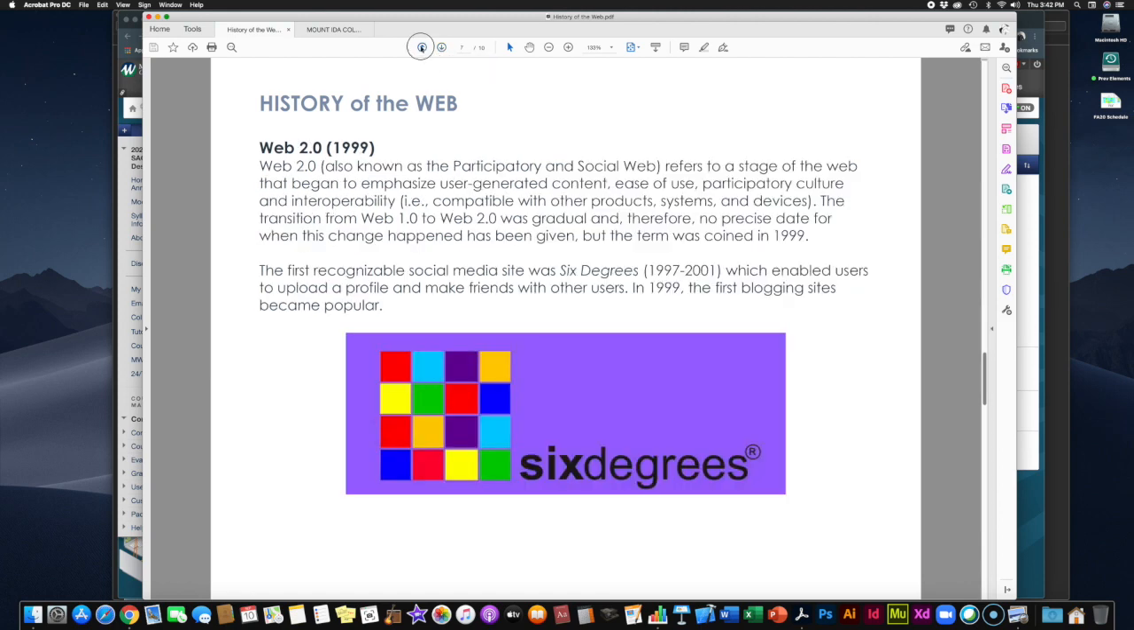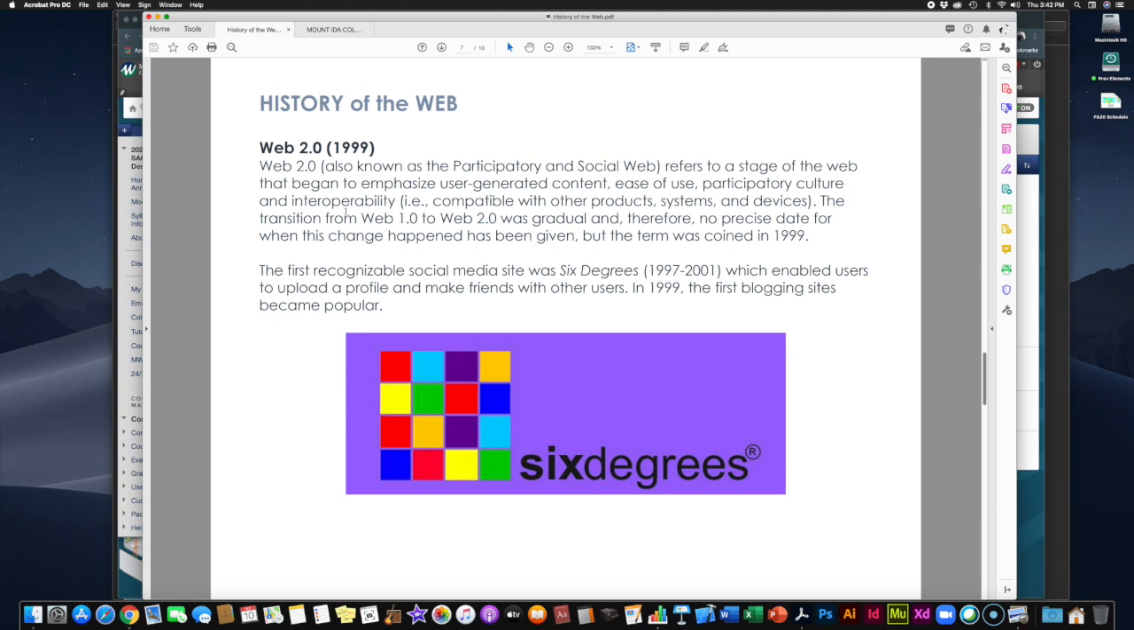Then a few years later, so we were in 1992, now in 1999, seven years later, comes about the Web 2.0 movement, right? So Web 2.0, which is also known as the participatory or social web, refers to the stage of the World Wide Web's development that began to emphasize user-generated content, right?